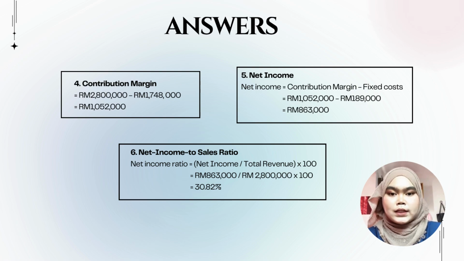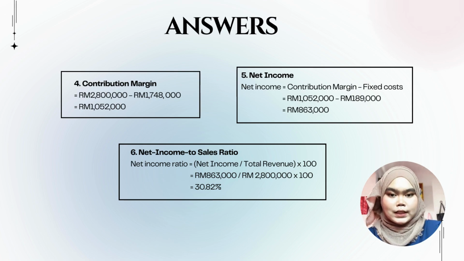Fifth, we need to find net income. The company also plans to reduce fixed cost by 13%. So the original and previous fixed cost is 217,000. The company reduced fixed cost, so we need to calculate the original fixed cost times 87%. So we get 189,000 ringgit. Now we calculate the net income. Contribution margin minus the fixed cost. So 1,052,000 minus 189,000 ringgit, and we get 863,000 for net income.